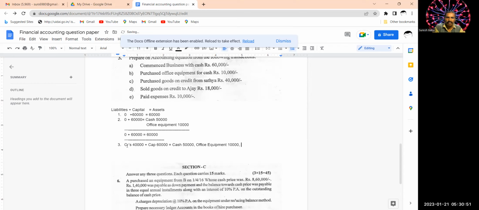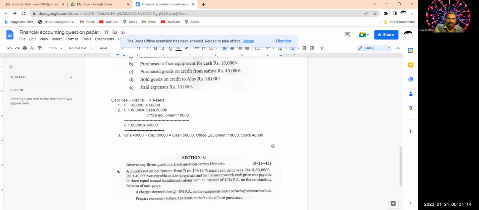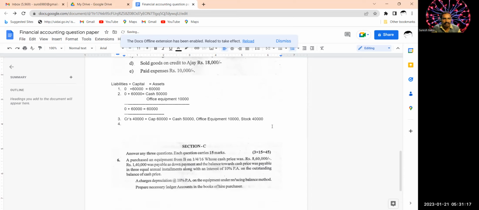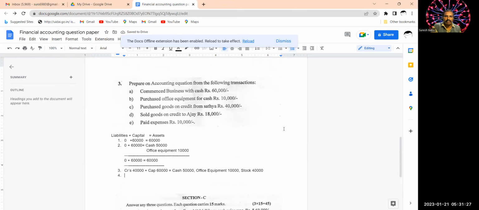Correct? Plus, there is one more asset. What is that? Goods you are purchasing from Sandhya on credit, right? How much? 40,000. Stock. So stock, 40,000. Now see, on liabilities and capital 1 lakh, correct? On asset side also you are getting 1 lakh, isn't it? I am not writing that, you people have to write it. Okay, asset side 1 lakh, liability side 1 lakh.